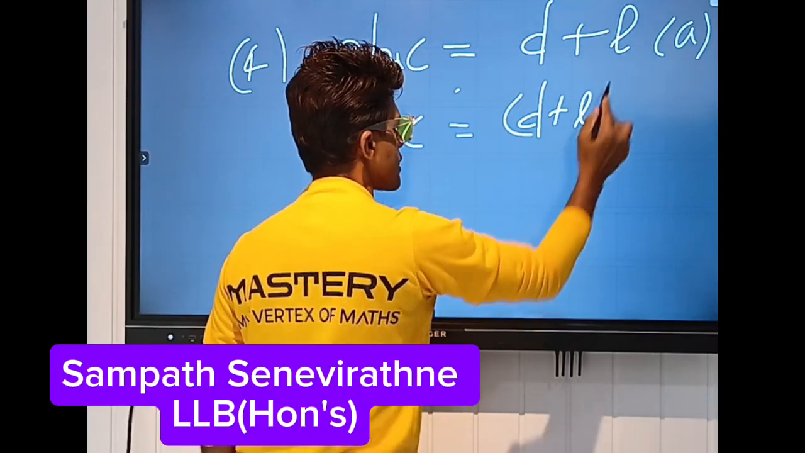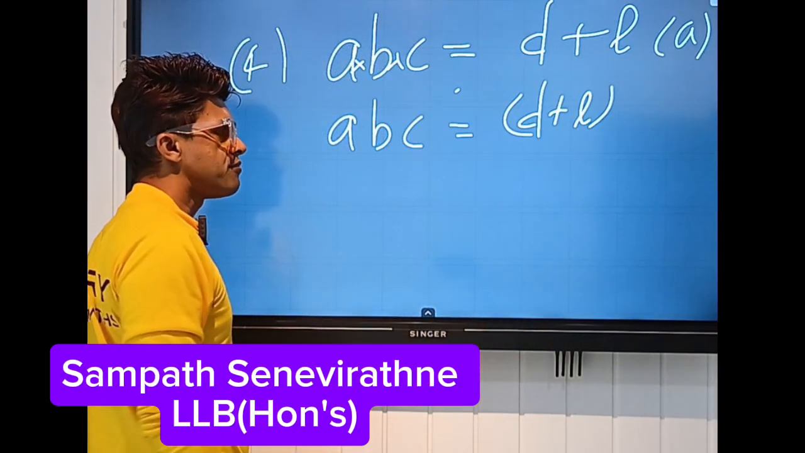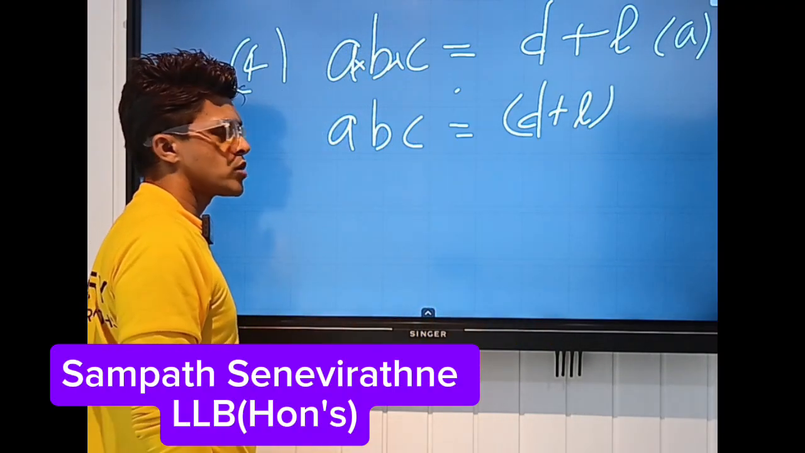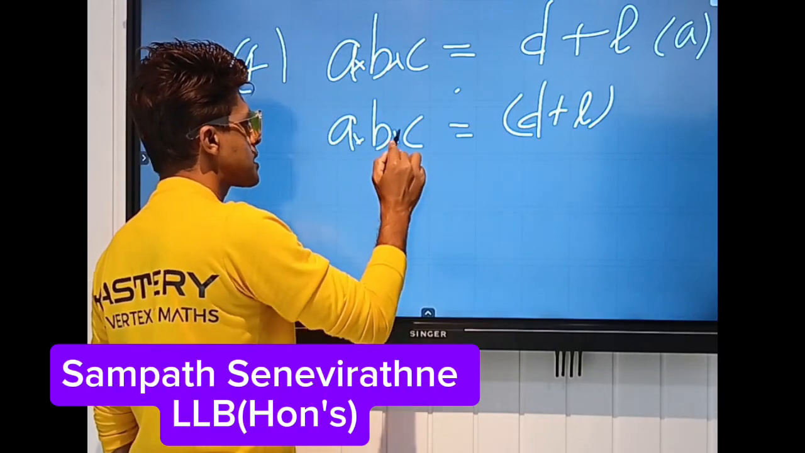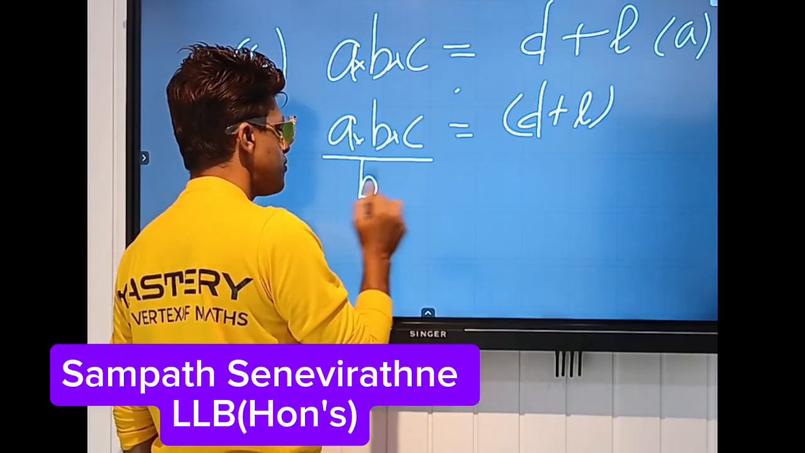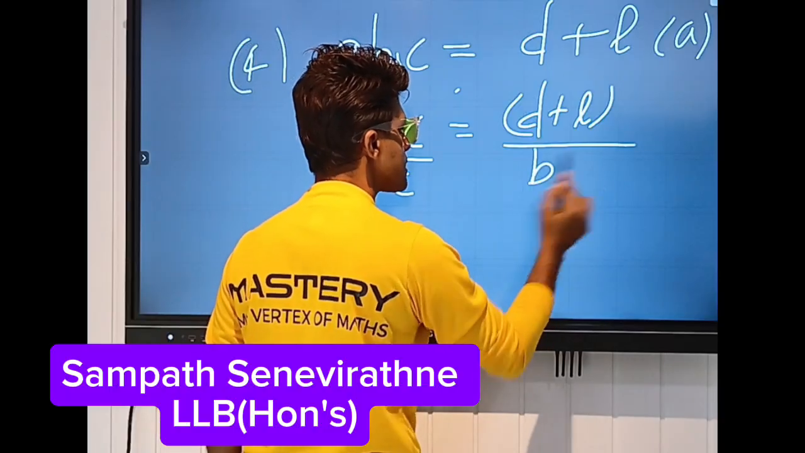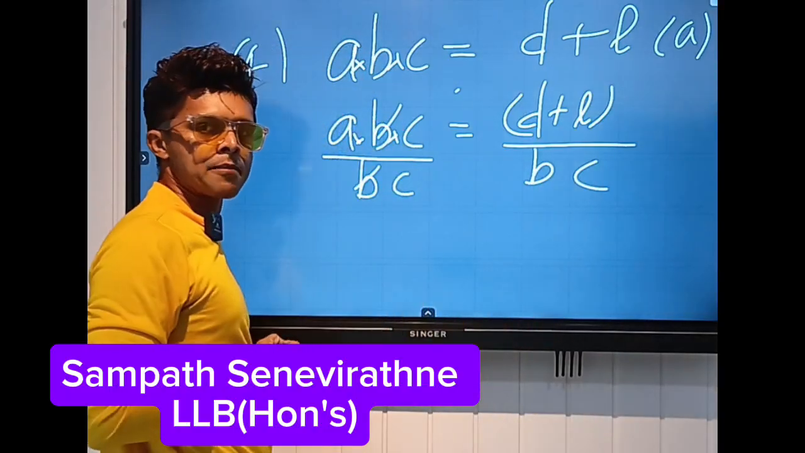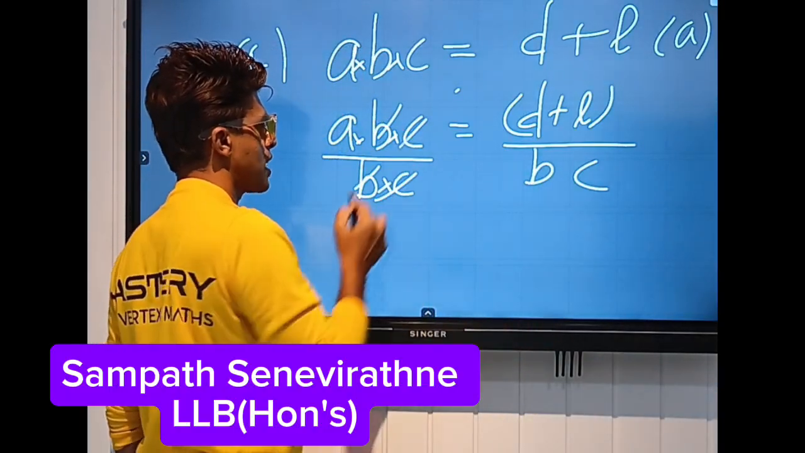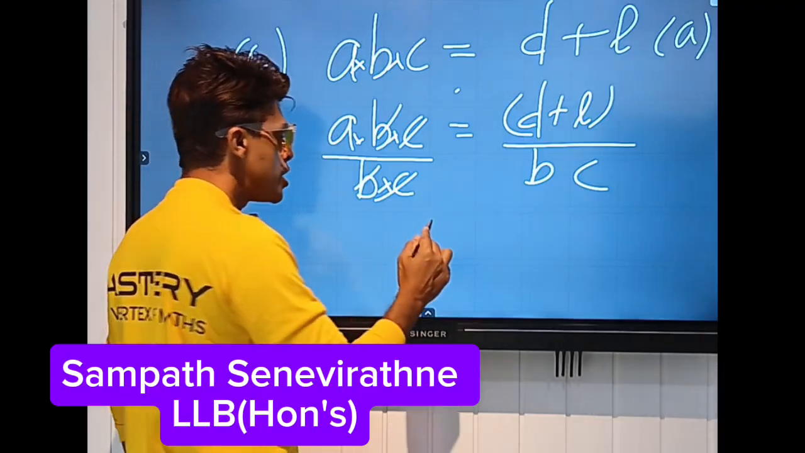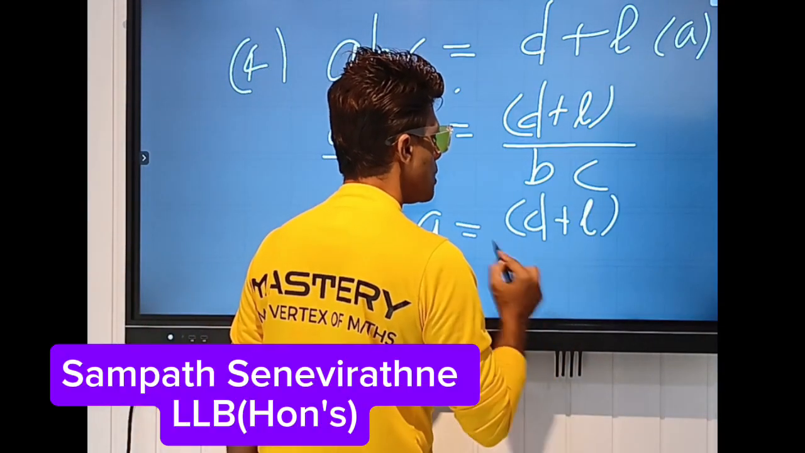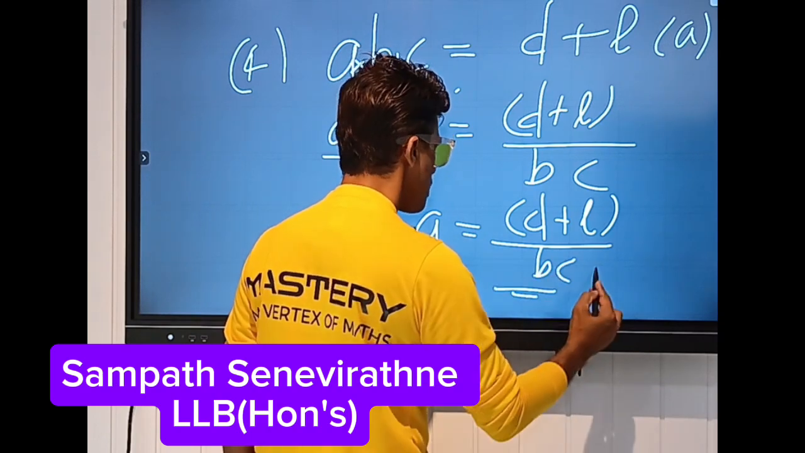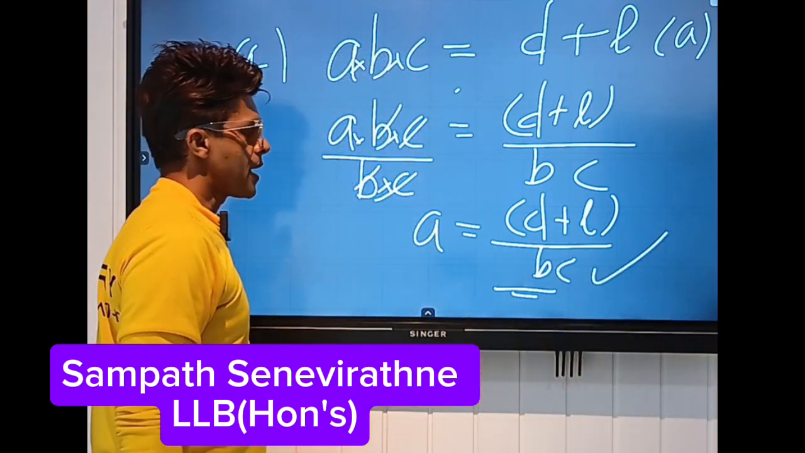I will write this one in a bracket. I'm writing these two terms. So you need to write here A. Therefore, it's divided on both sides by BC. So this B and this B can be cancelled out here. Multiplication, this C and this C as well can be cancelled out. So A equals D plus L over BC. Now we've written the term A as the subject.